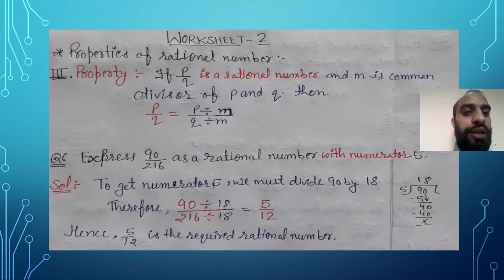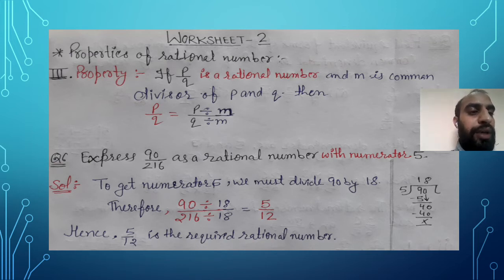So let's see how to start the question. To get numerator 5, we must divide 90 by 18. Therefore 90 divided by 18, and 216 also divided by 18. If you divide 90 by 18, your answer is 5. And if you divide 216 by 18, the answer is 12. Hence 5 upon 12 is the required rational number.